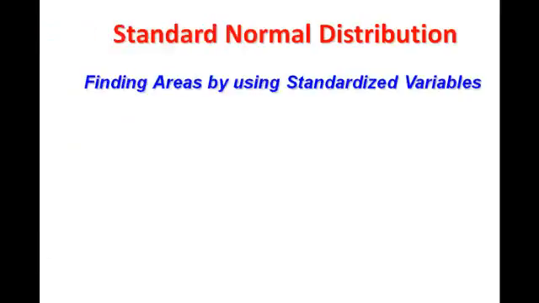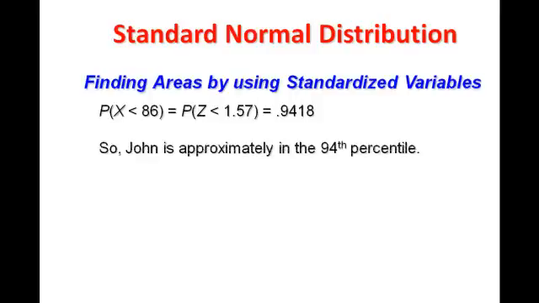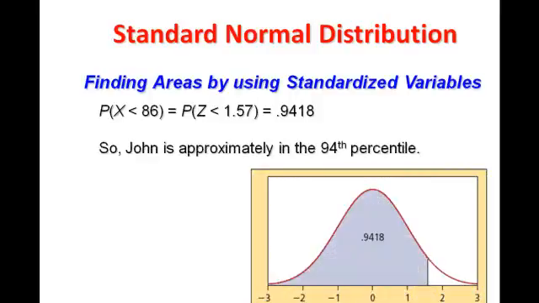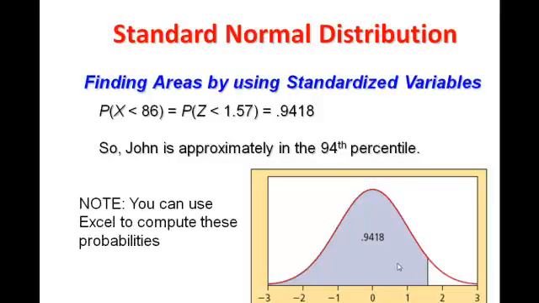And the probability of scoring as high as John is, if you look it up, 0.9418. Either look it up or do it in Excel, you'll get 0.9418. So there's a 94.18% chance of scoring as high as John, which means 86 or less. John is then approximately in the 94th percentile. And here's what your 0.9418 looks like on your graph. This is the shaded area you should have had on your bell curve.